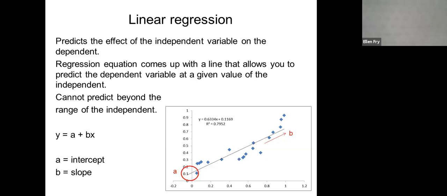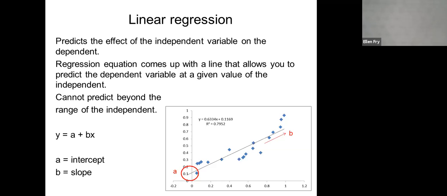Again, we plot the data in a scatter graph and make a line of best fit. This line is called a regression line, and it is the result of a mathematical equation that predicts the values of the dependent variable based on the independent variable. Please note that we cannot predict the dependent variable beyond the range of the independent. Something unexpected might happen at higher values.